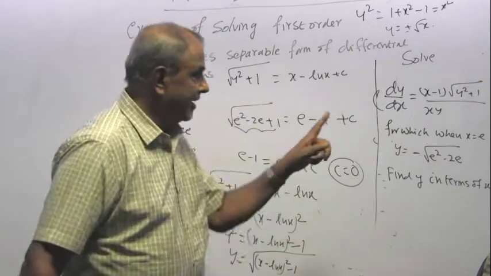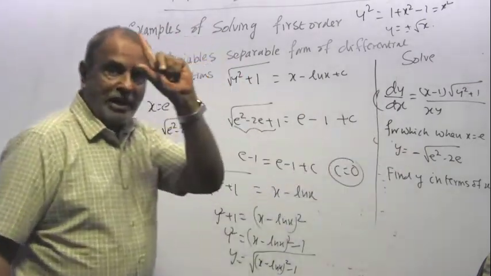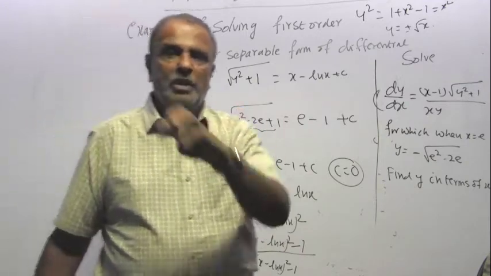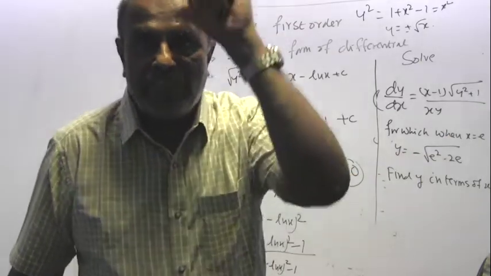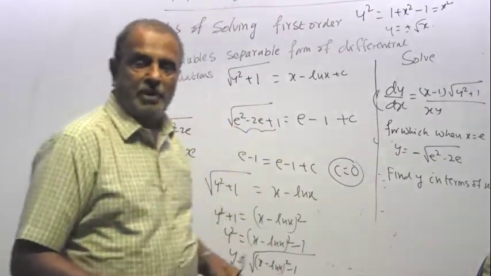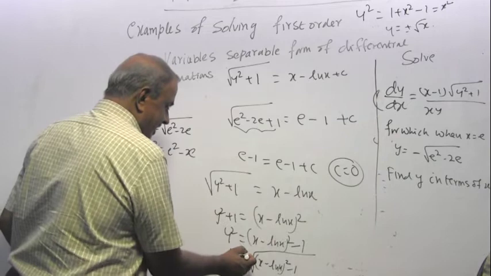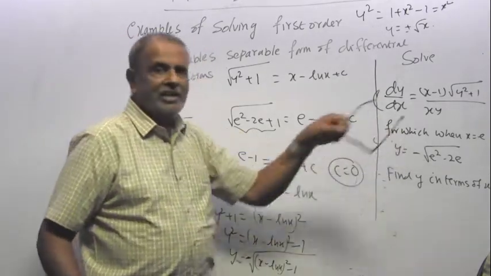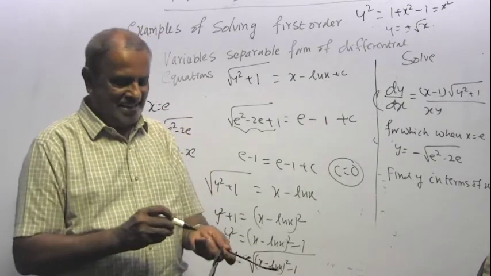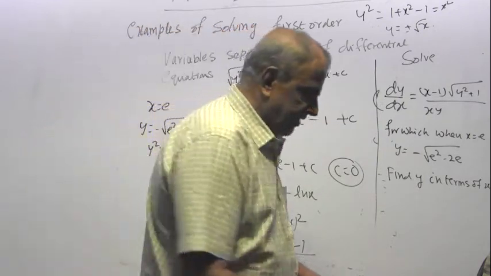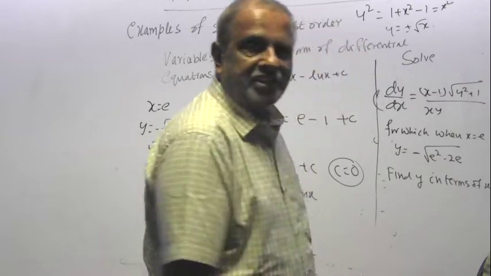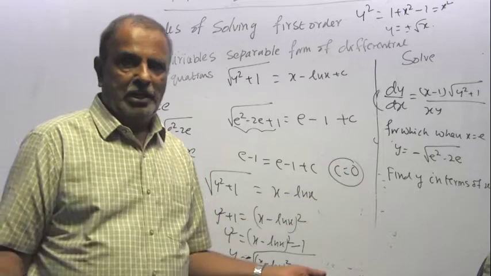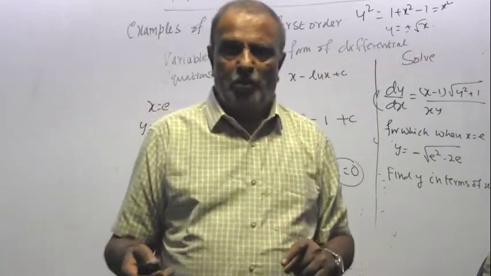But minus sign. Remember what I told you? If the question has a root, leave it as a root. But if you take a root, take plus minus. So for it to be consistent, this has to be minus. If you leave it as a plus, that condition won't be satisfied. Tricky, isn't it? So that's complete examples on, notes on differential equations, variable separable form.